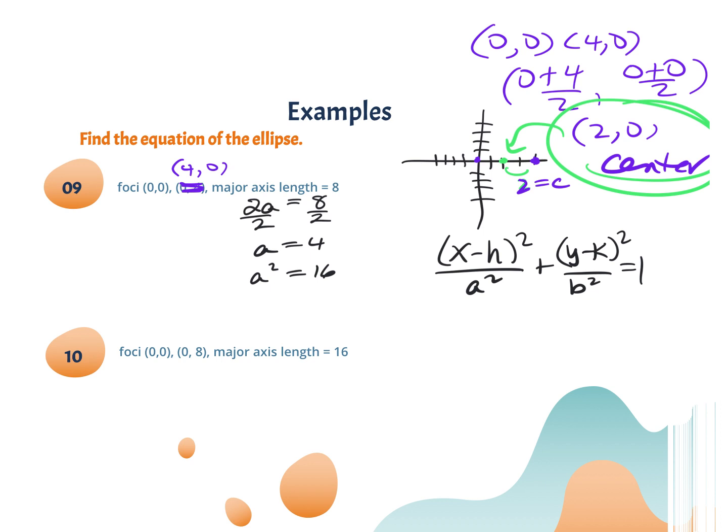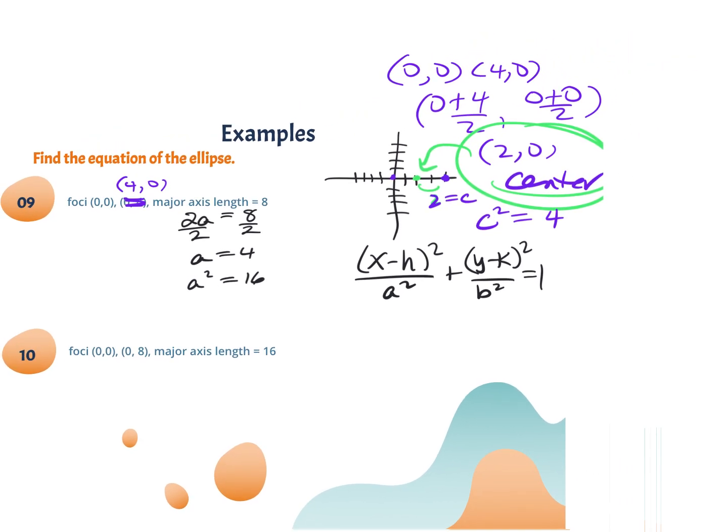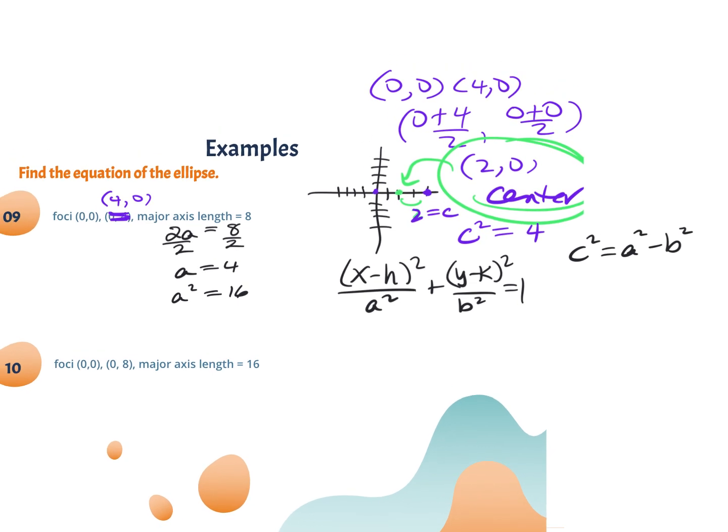And again, you can see your c value, the distance from the center to the focus, is 2. So that tells me that c squared equals 4. Now, I don't need c squared in my formula. I need b squared. So what I need to do is use my formula, c squared equals a squared minus b squared. Fill in c squared.